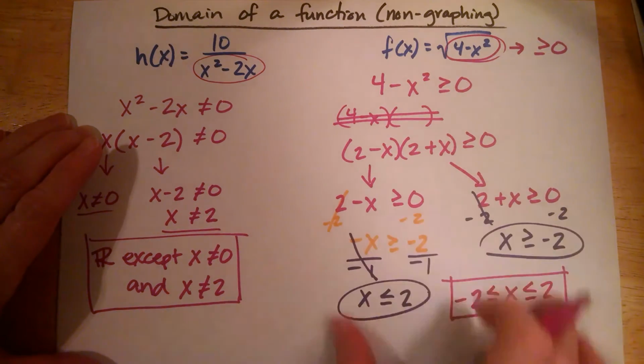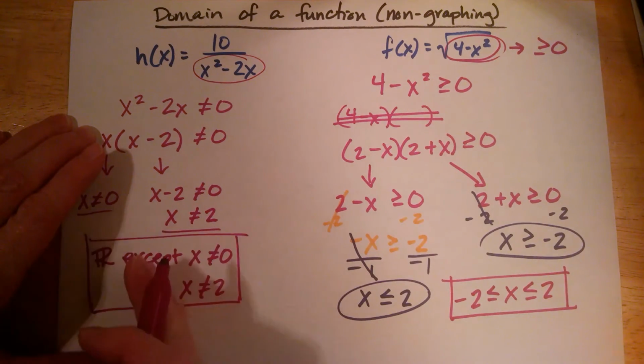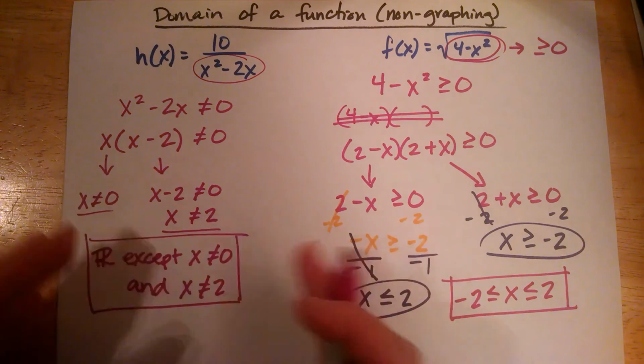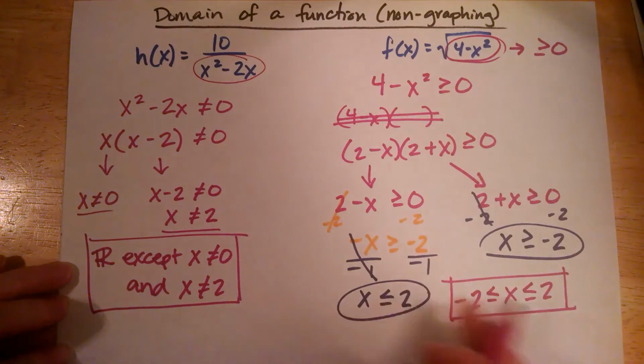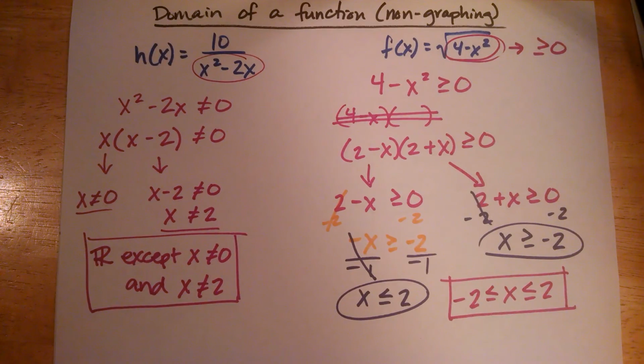So it's just a restricted area, whereas this was an asymptote. So things could go on to the left or right of this, and it couldn't cross the asymptote. But this is a restriction of the graph, that it can't go beyond those points. And that's it. That's finding the domain of a function in a non-graphing way.